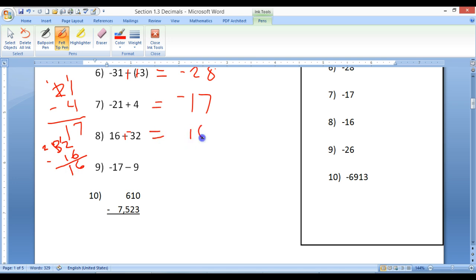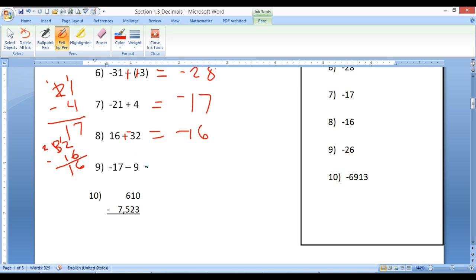So this equals 16, but don't forget you have to go back and see which one is the bigger number. In this case, the 32 is bigger, so this is a negative 16.